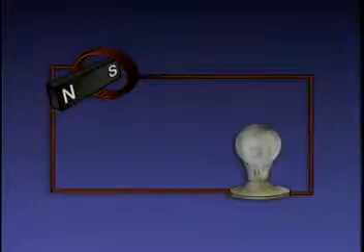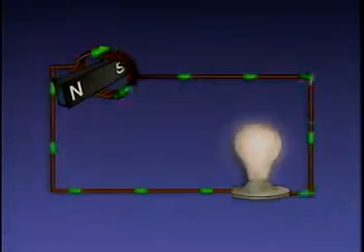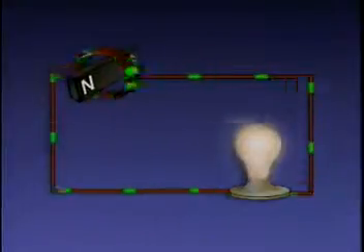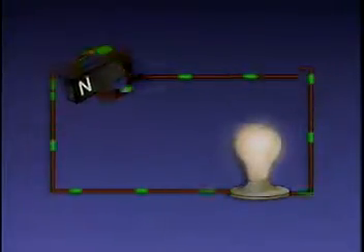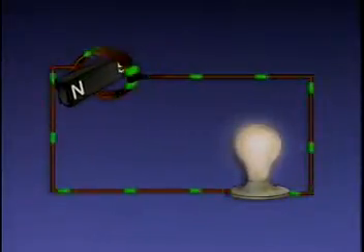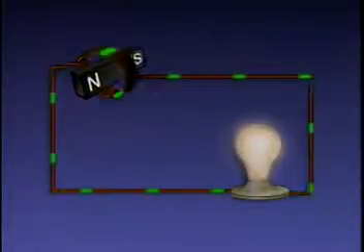When an electrical potential or voltage is induced in a conductor that's part of a complete circuit, current flows through the circuit. In many applications, the current flows first in one direction and then in the opposite direction. Current that changes directions in this way is called alternating current. Let's look at an example to see how alternating current can be produced.